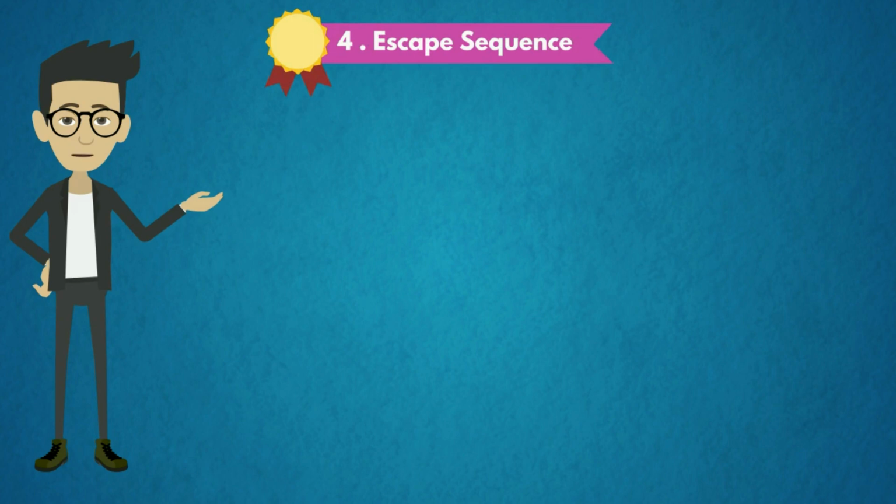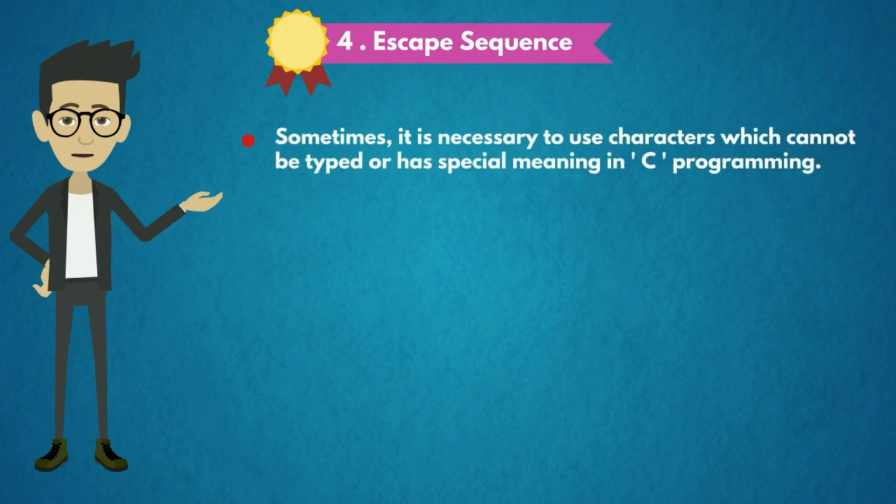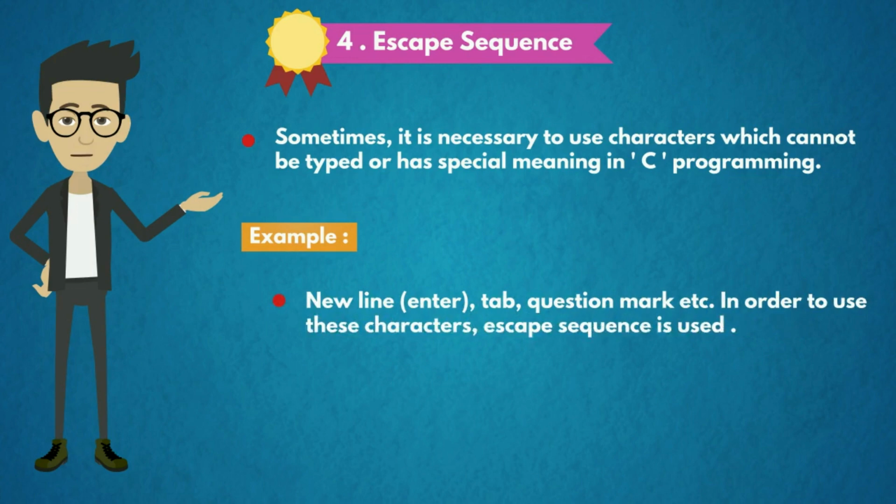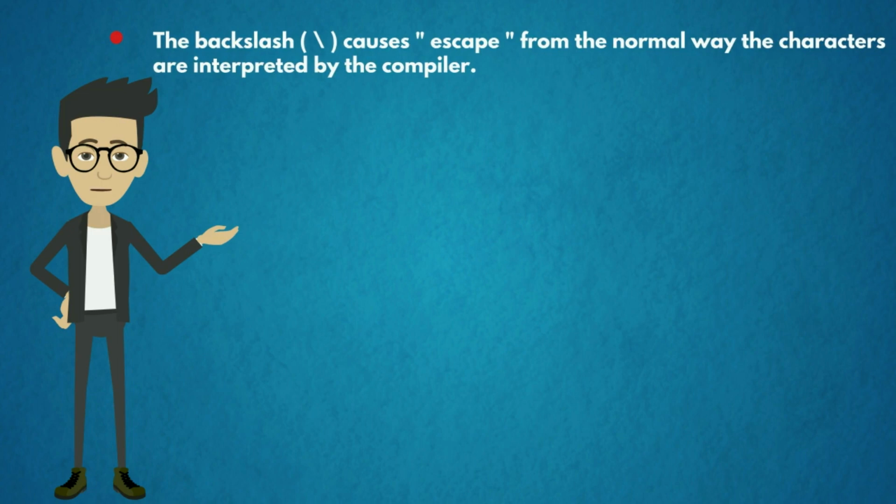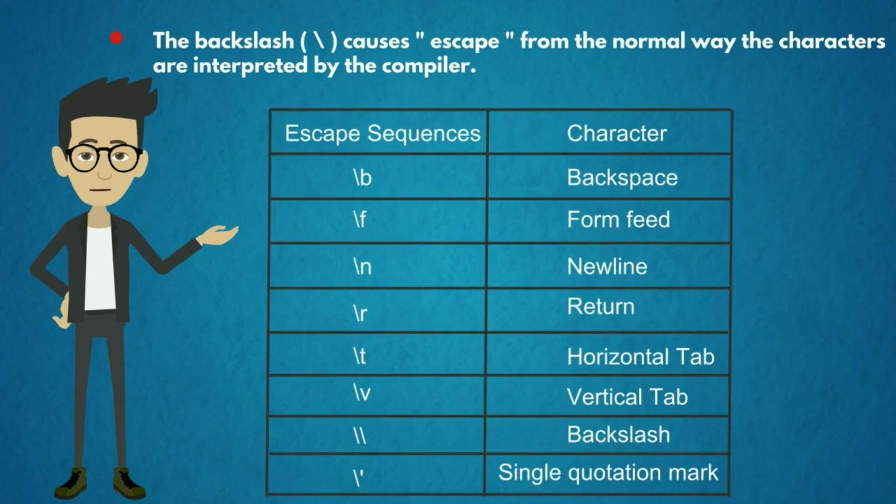Fourth type is escape sequence. Sometimes it is necessary to use characters which cannot be typed or have special meaning in C programming. For example, new line is used to enter the next line, tab, question mark, etc. In order to use these characters, escape sequence is used. Let us get into the detail of escape sequence. The backslash causes escape from the normal way the characters are interpreted by the compiler. Here is the table which shows escape sequences and the characters.